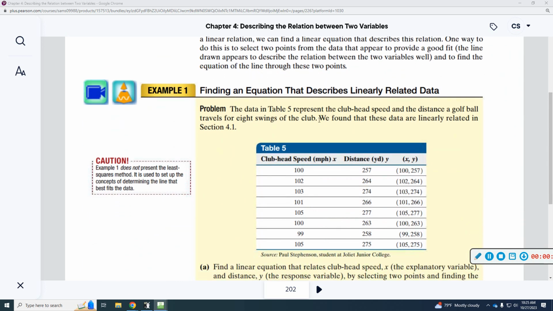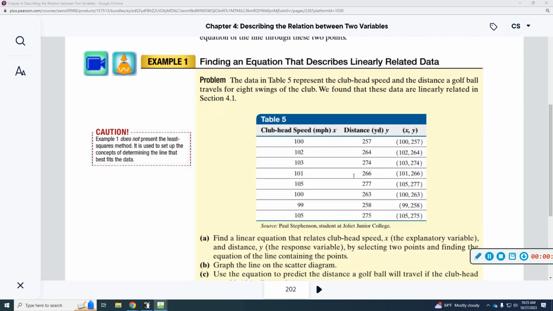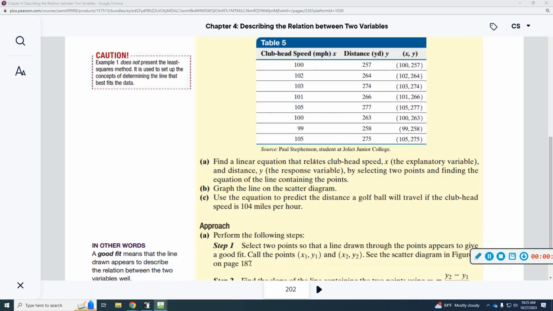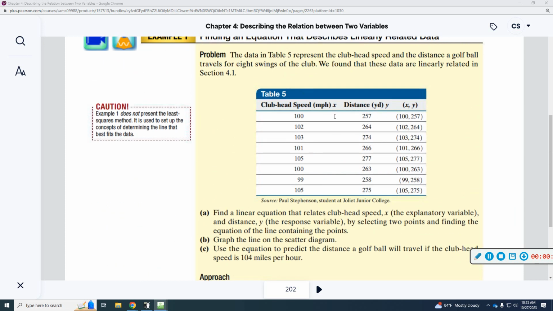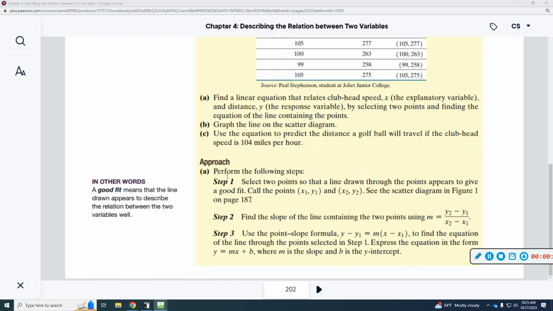So, similar to what we were doing in the previous section, we'll be given some data and we'll perform some computations with it. This is showing you how to find the slope using the slope formula, and then we'll use this method to find the equation of the least squares regression line. So here's the approach: take 2 points, find the slope contained in them, use the point-slope formula to find an equation, and express that in slope-intercept form.